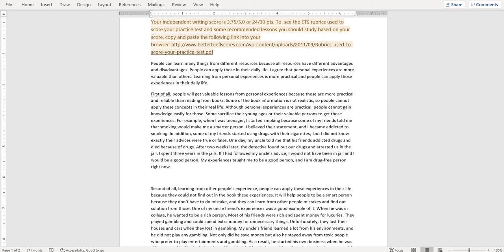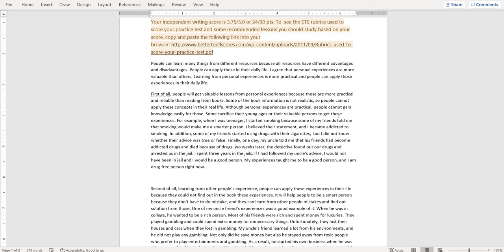But I did not know whether their advice, advice is an uncountable noun, I did not know whether their advice was true or false. Maybe finally, one day my uncle told me that his friends had, used past perfect here, become addicted and died because of drugs.